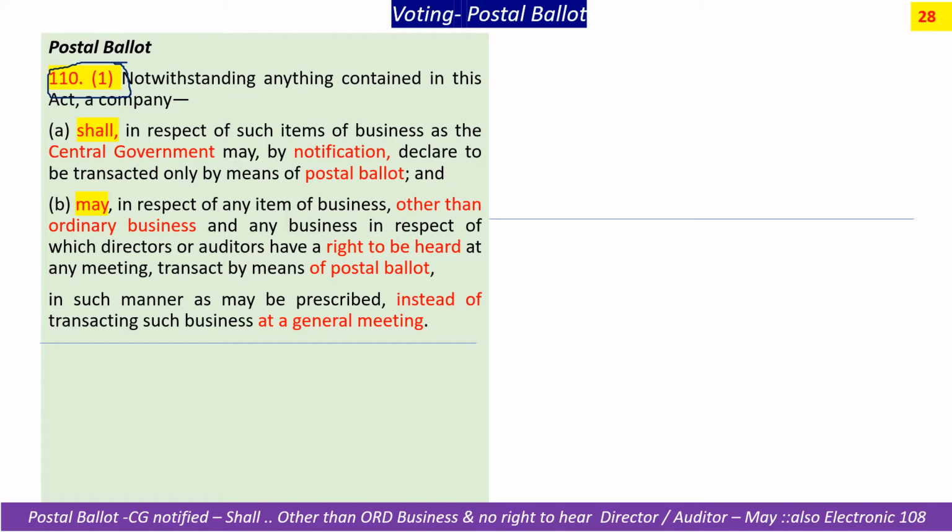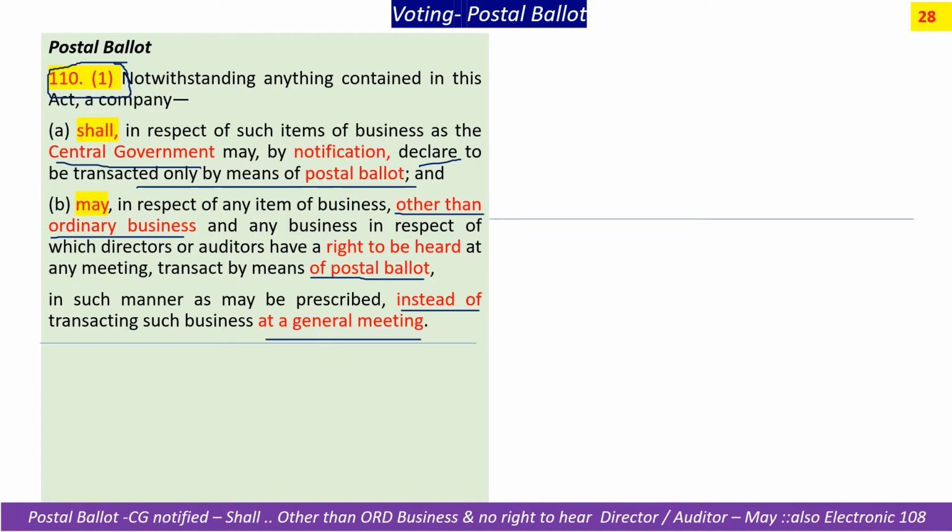Section 110 subsection 1 says central government can declare voting only by postal ballot in respect of matters other than ordinary business. Ordinary business, as we saw, pertains to financial accounts, directors, audit, and dividend. Other than these four, there can be a measure of postal ballot.